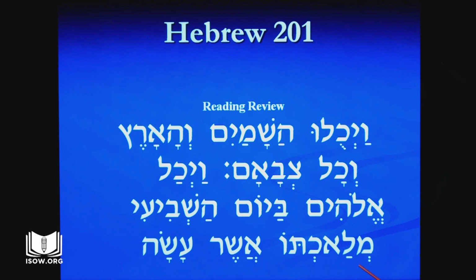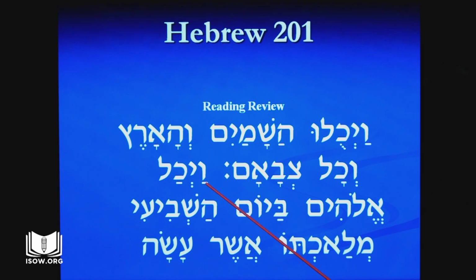Melachto, Asher, Asa. So this last line: Melachto, Asher, Asa.